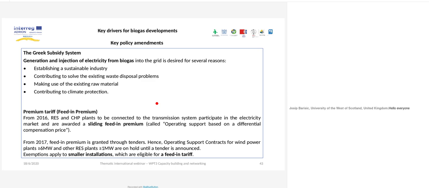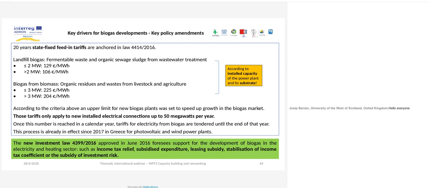So the support contracts for wind power, for example, of plants which are above 6 megawatts, or other RES plants where the biogas is above 1 megawatt, are on hold until a tender is announced. Of course, there are also exceptions that apply to smaller installations where we have an eligible feed-in tariff. So this feed-in tariff is a 20 years state fixed feed-in tariff.